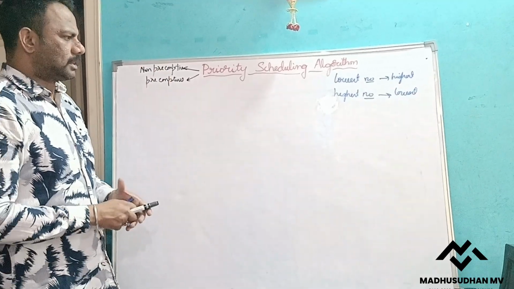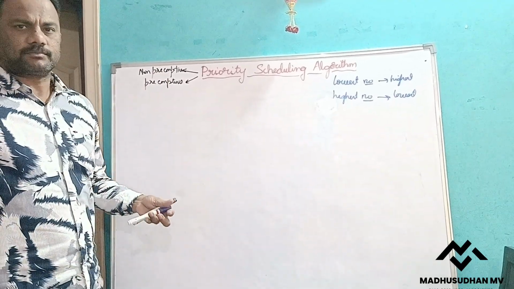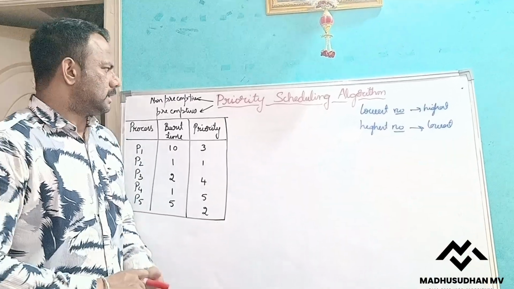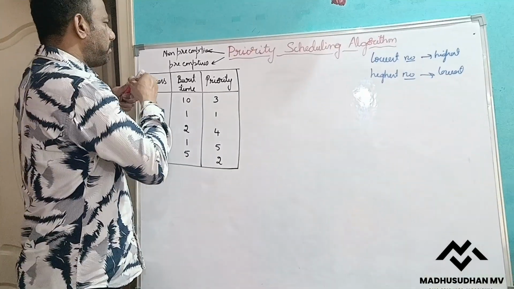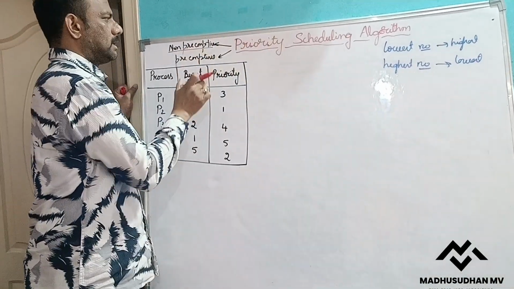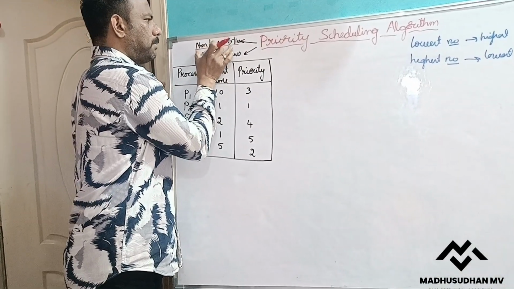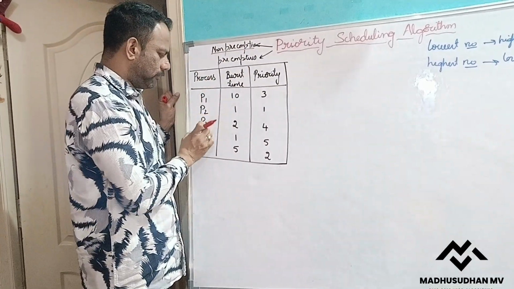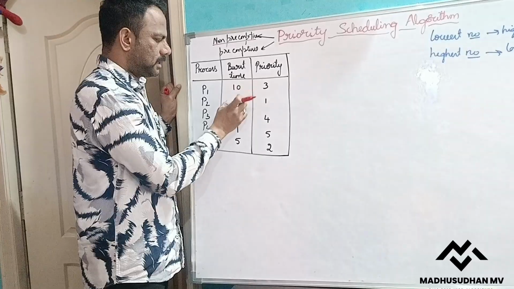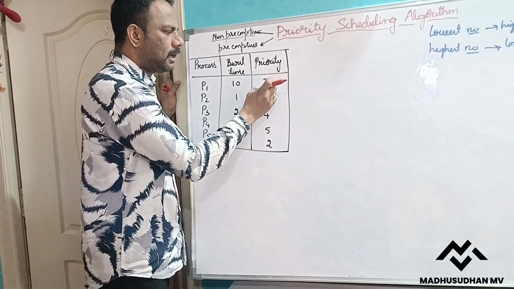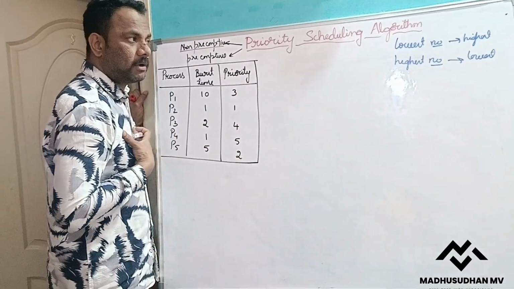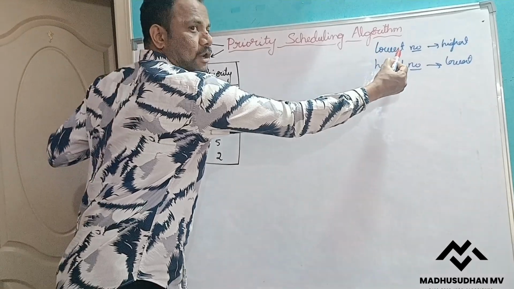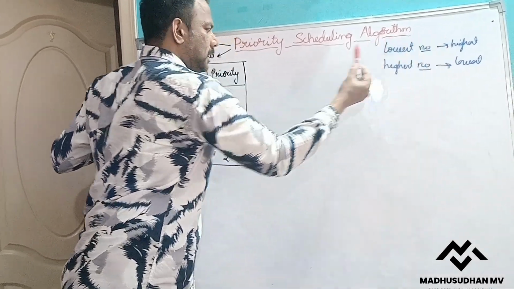Now let us see both. For this I will take some examples. Let us first apply the non-preemptive priority scheduling algorithm. The given problem has these 5 processes, with their burst times and their priorities given. According to our convention, if it has the lowest number, then it is the highest priority.